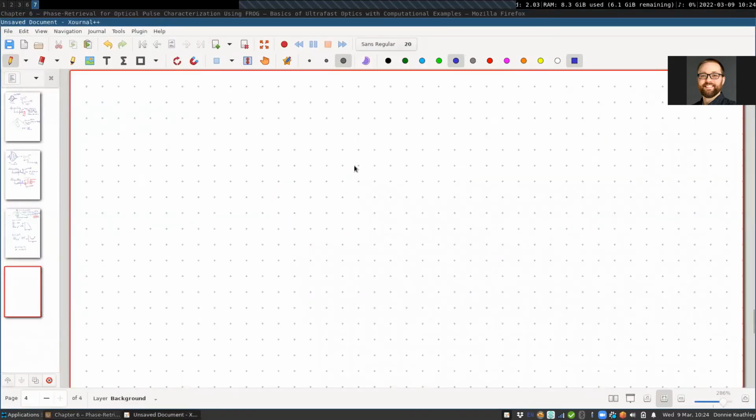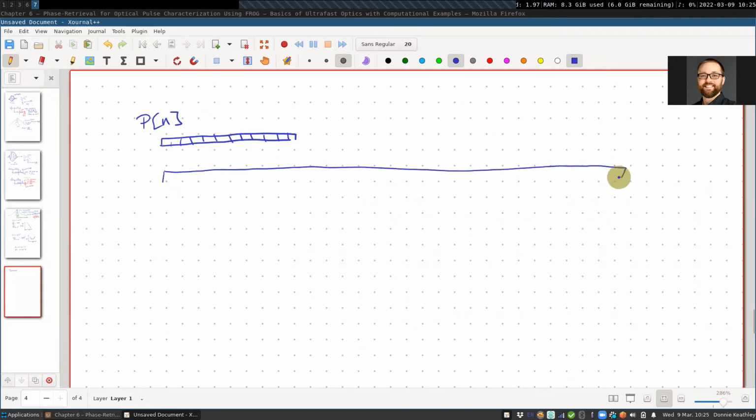Let's give ourselves a new page. We're going to say that we have some pulse here, and it's broken up into discrete samples. This will be our P of n. And then we're going to slide it across our gate. And our gate is going to be sampled at the same resolution, right? Okay, so this is roughly showing you that this is sampled, so we'll call this G of n, right? And so notice that these two line up here, right?